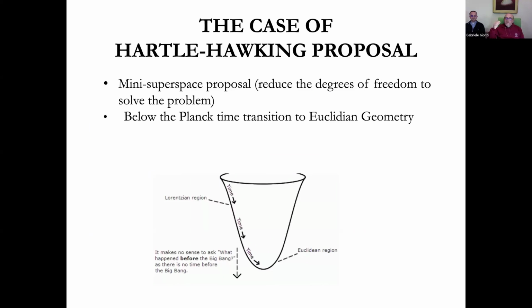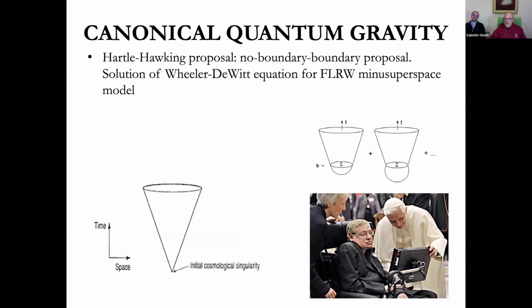But if you impose this minisuperspace on the Wheeler-DeWitt equation, you get a simple model that can be solved. But they introduced a trick. What is the trick? They say that below the Planck length, you have a shift from the Lorentzian geometry to the Euclidean geometry. That means that below the Planck length, you don't have a singularity anymore, but you have surfaces that are compact. So below the Planck length, you have surfaces like this that are spheres.